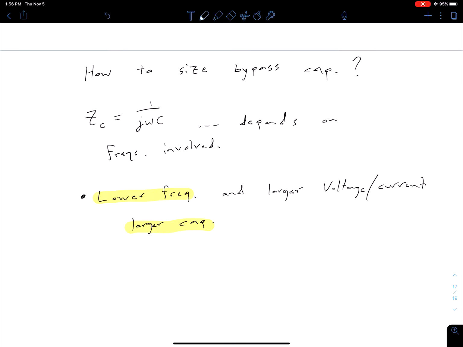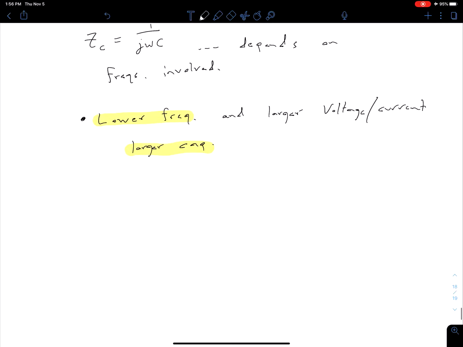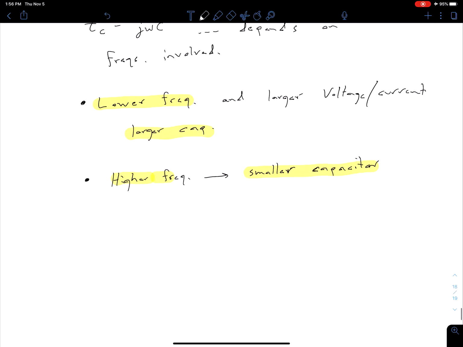So on the flip side though, let's say we have a higher frequency or we have some smaller voltage current swings. In that case, we can use a smaller capacitor. So higher frequencies means we can use a smaller capacitor. And so again, it's going to depend a lot on application, but these are just two general cases that we can consider.